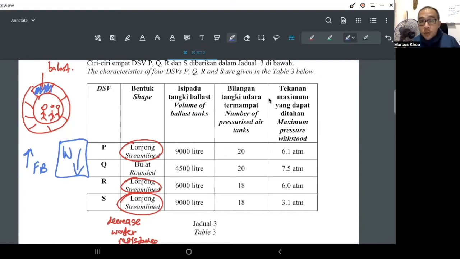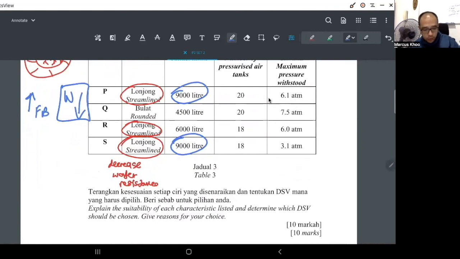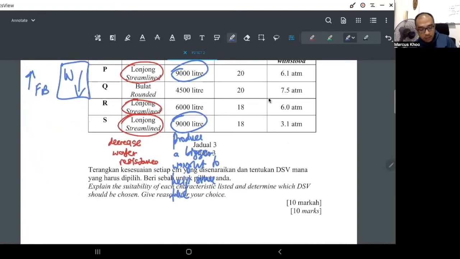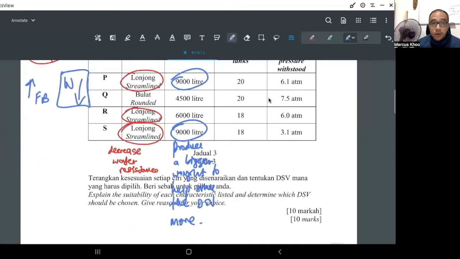The ballast tanks. So we want a bigger or smaller volume of ballast tanks. Obviously, we want a bigger volume of ballast tanks, so that you can produce a bigger weight to help sink the, not submarine, DSV. Okay, produce a bigger weight to help sink the DSV even more. So that's why we would use a bigger ballast tank. Oh, sorry. Okay.